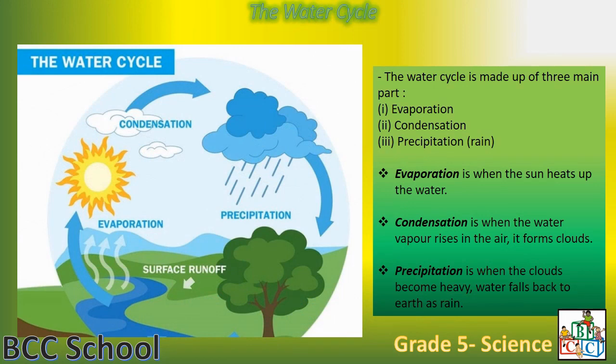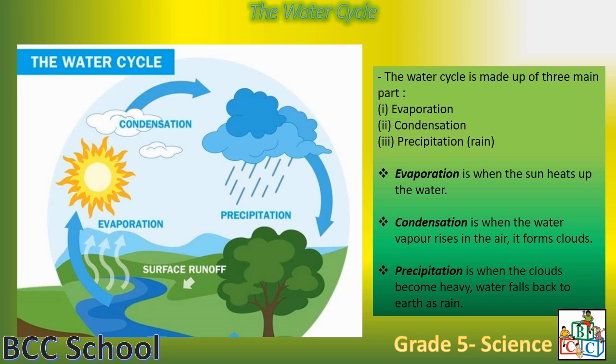The water cycle. Let us read the explanation first. The water cycle is made up of three main parts. The first one is evaporation, the second one is condensation, and the third one is precipitation, which is also known as rain.